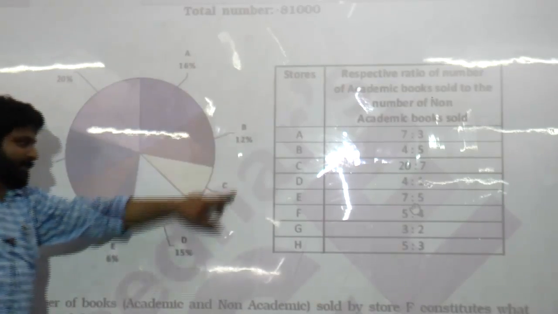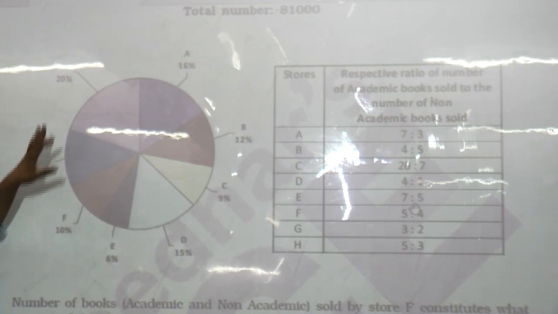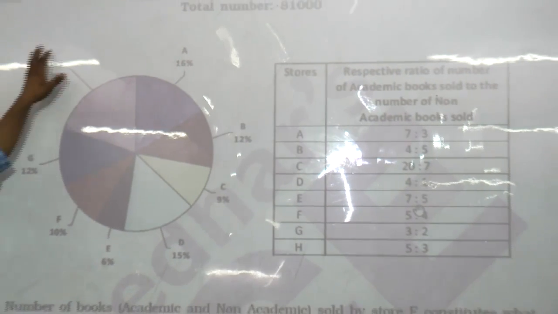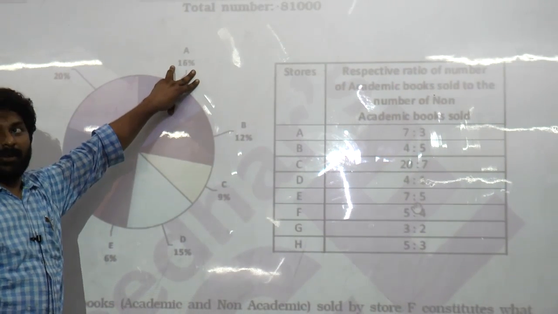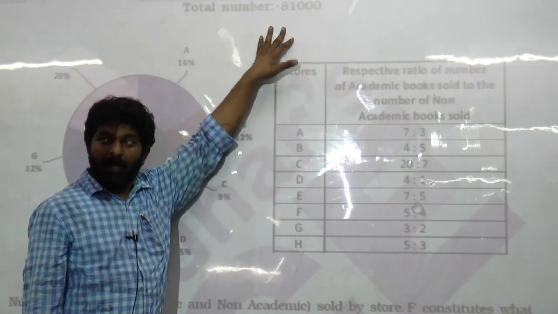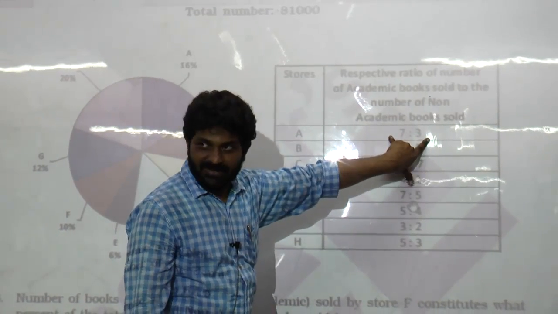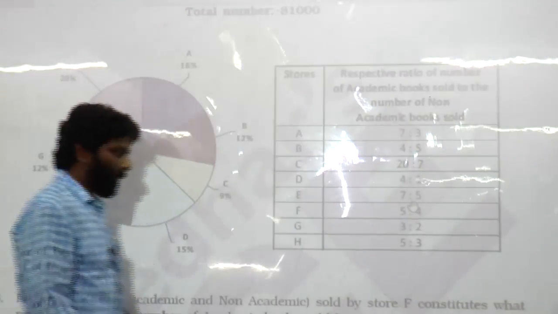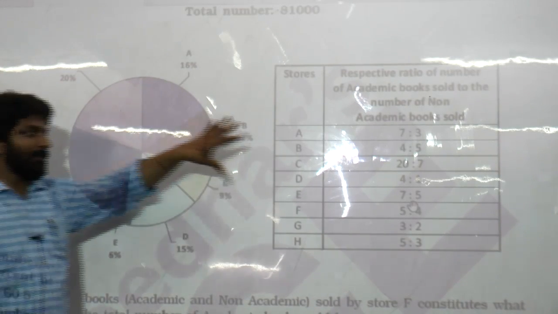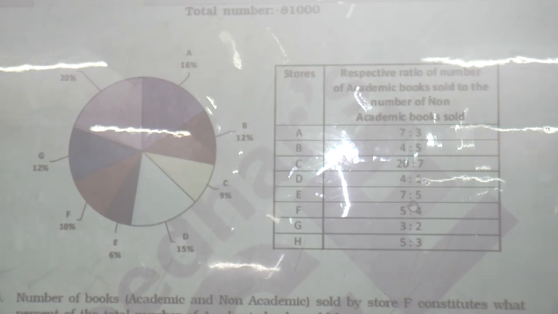You need to calculate these percentage values. On what number do you have to calculate these percentages? 81,000. And let's say store A constitutes 16% of 81,000 books, and out of that, the ratio between academic and non-academic books is given here, right? Now, this is the total number of books data given in the pie chart, and the table gives you data about academic and non-academic books in that particular store.